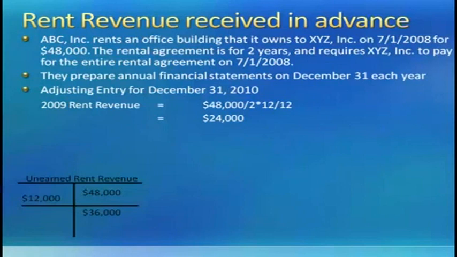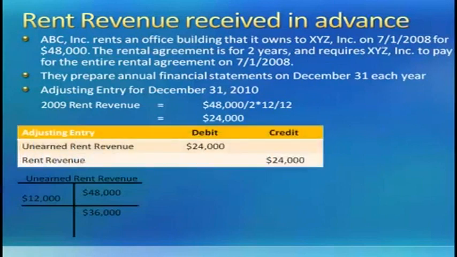So the adjusting entry in this case would be a debit to unearned rent revenue for $24,000 and a credit to rent revenue for $24,000. This adjusting entry reduces the unearned rent revenue account to $12,000, which is the 6 months that are still remaining on the rental term that you still owe the other company.